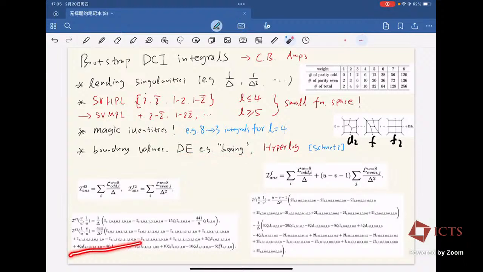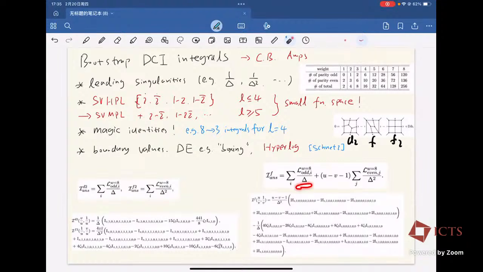Immediately you can fix this function very easily. So the D2 and F2 integrals take a very simple form of this harmonic polylog. And the F integral is slightly more complicated, but since at least the linear combination is known, you can also bootstrap it.